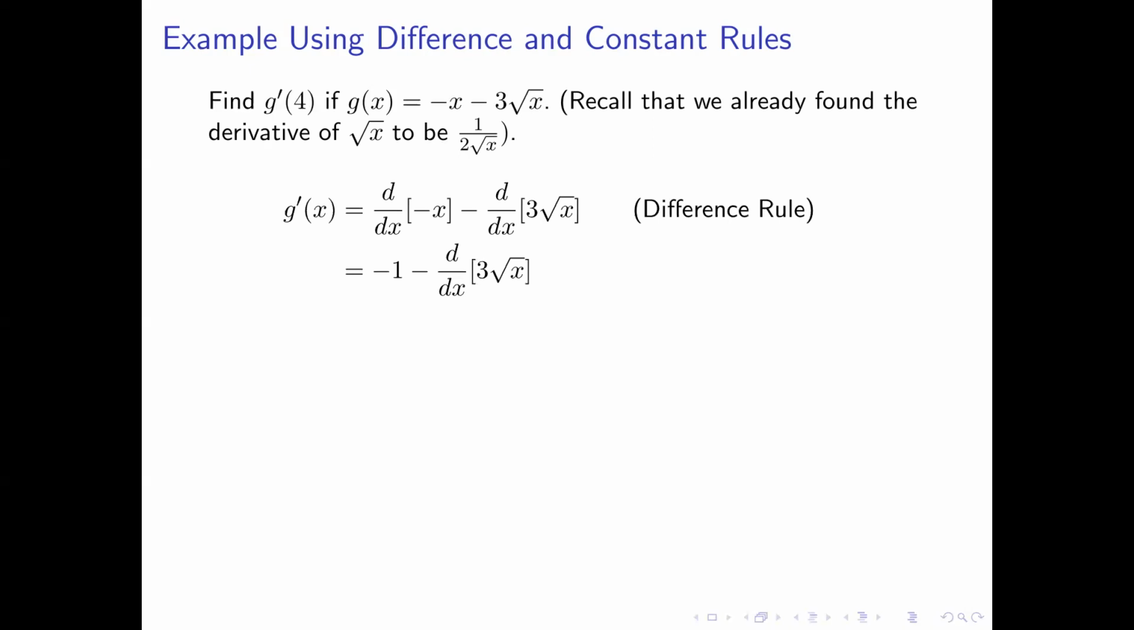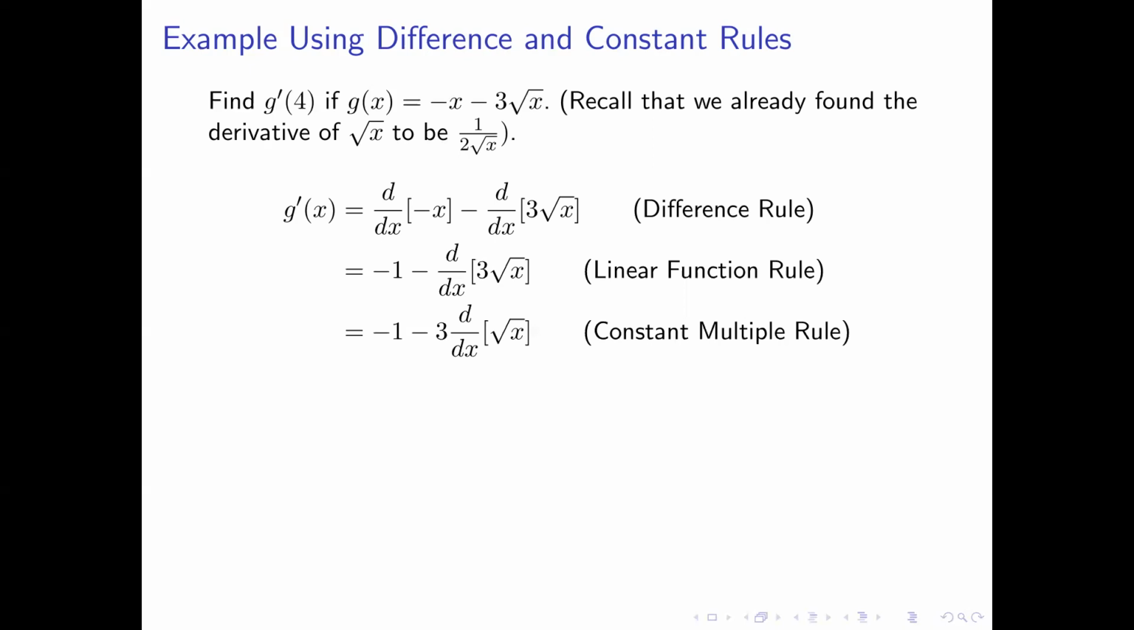The derivative of negative x is negative 1. That comes from the linear function rule. Negative x defines a linear function with a slope of negative 1, so its derivative is negative 1. To deal with the second part of that, the derivative with respect to x of 3 times the square root of x, notice that 3 there is a constant multiple. It can be brought out of the derivative. That's what the constant multiple rule allows us to do.